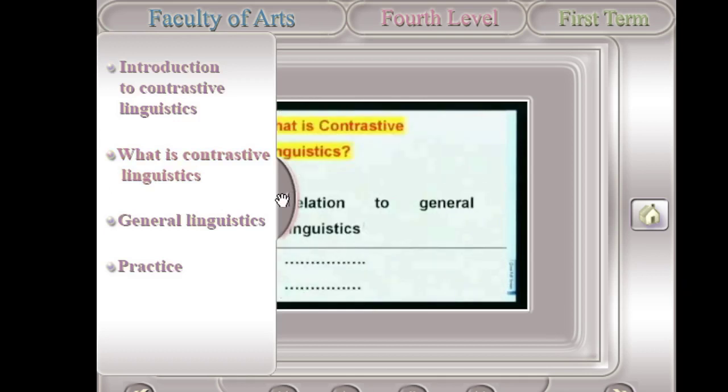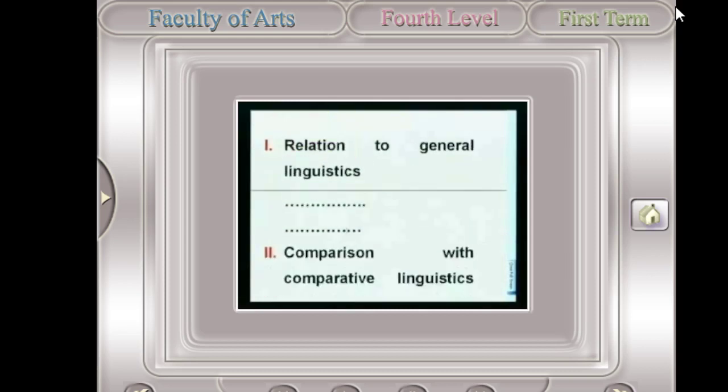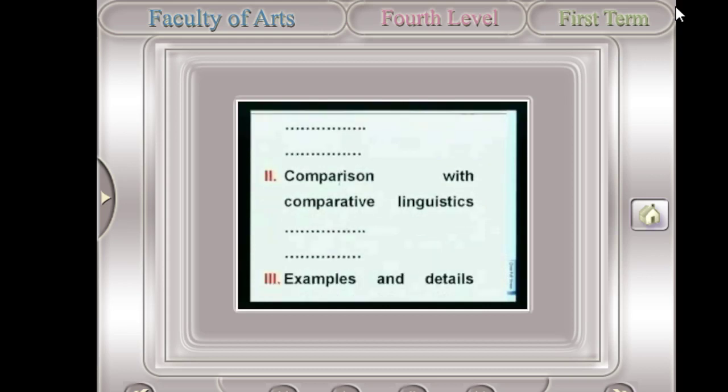What's contrastive linguistics? Now, if we are writing an essay on that subject, we divide this essay into elements, into points, into paragraphs. We need to talk about contrastive linguistics and the relation to general linguistics. If we are writing an essay, we divide it like this. And I will talk about this in detail after a minute. If I need to talk about contrastive linguistics, I first say what general linguistics is, because contrastive linguistics is an application of general linguistics. Then we need to make a comparison.